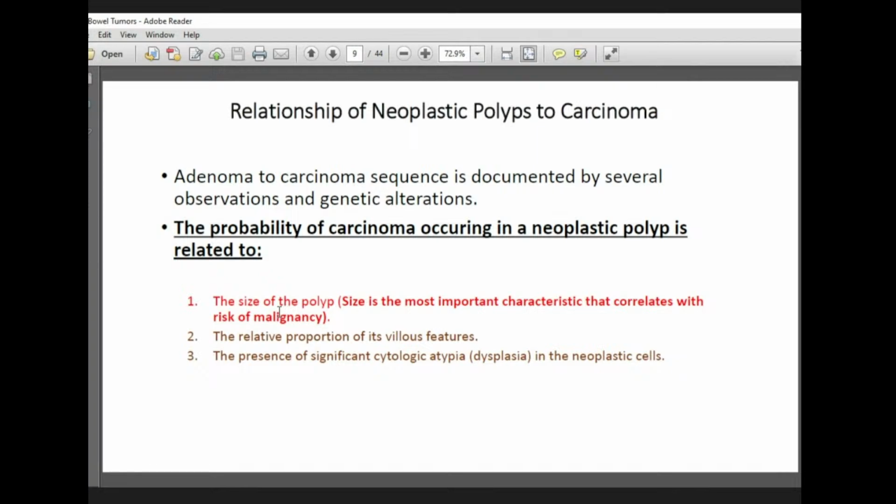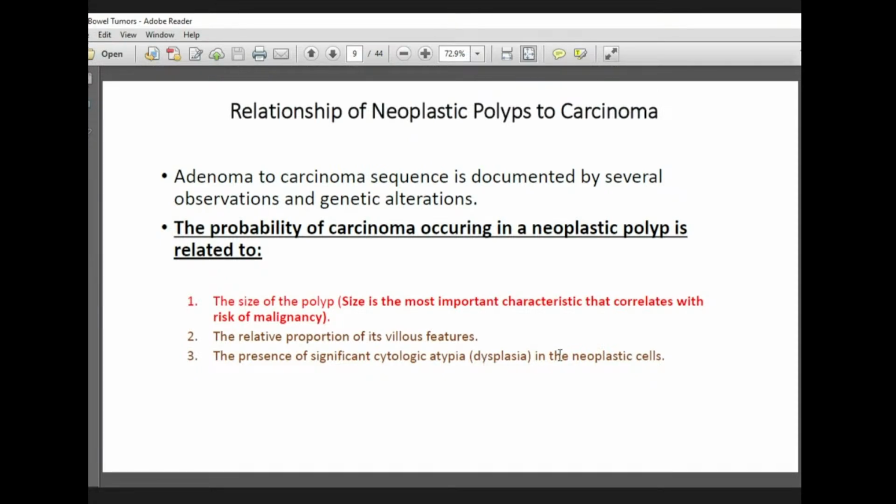Some book references say 2 centimeters. If it is less than 2 centimeters, it is mostly benign. If it is more than 2 centimeters, it is mostly malignant. So size is the most important criterion. Then another important criterion is villous architecture. The more villous architecture on histopathological examination, the more chances of it turning out to be malignant. Then cytological atypia or dysplasia. The more severe the dysplasia, the more chances of malignancy.